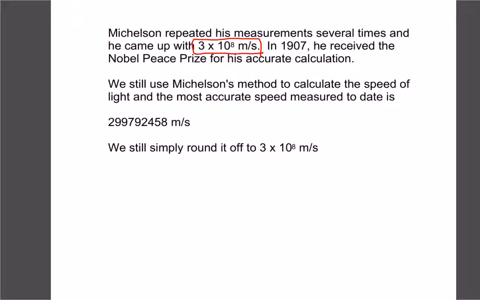for his accurate calculations, and to this day we still use his method to calculate the speed of light, and the most accurate that's ever been measured to date is pretty close to what he calculated, and you can see we're just a bit under 3 times 10 to the 8th, roughly 2.9979 times 10 to the 8th, but if we round it off, we're still using the 3 times 10 to the 8th that Michelson calculated. And that's it for the speed of light.